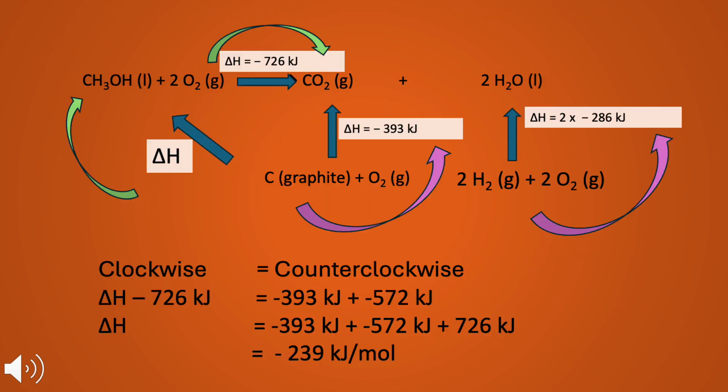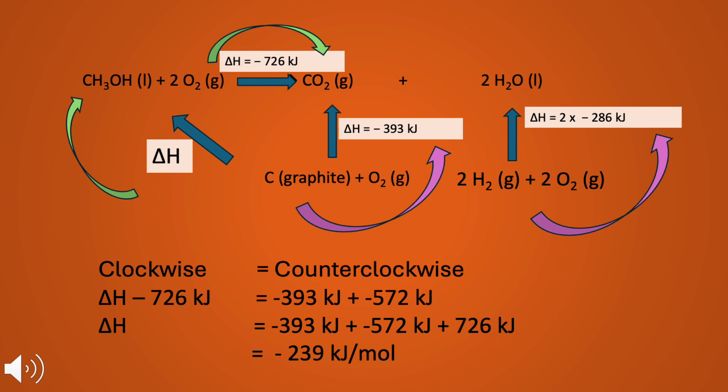Sum the enthalpies. ΔH equals plus 726, plus, minus 393, plus, minus 572, equals minus 239 kilojoules per mole. Therefore, the standard enthalpy of formation of CH3OH is minus 239 kilojoules per mole.